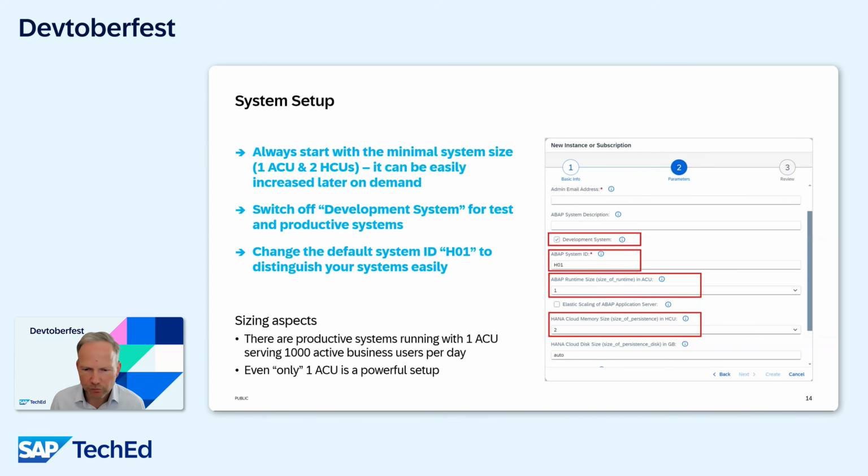One remark regarding the sizing. Even if you use the minimum system size, we experienced productive scenarios of our customers where even 1,000 active business users per day could be run on a Steampunk system with only one ABAP compute unit. So it means even only one ABAP compute unit is a very powerful setup.